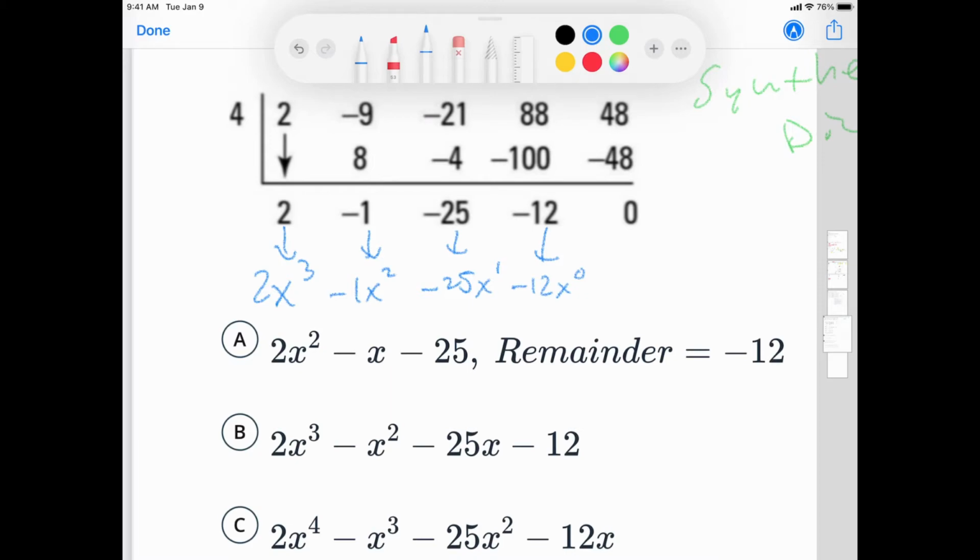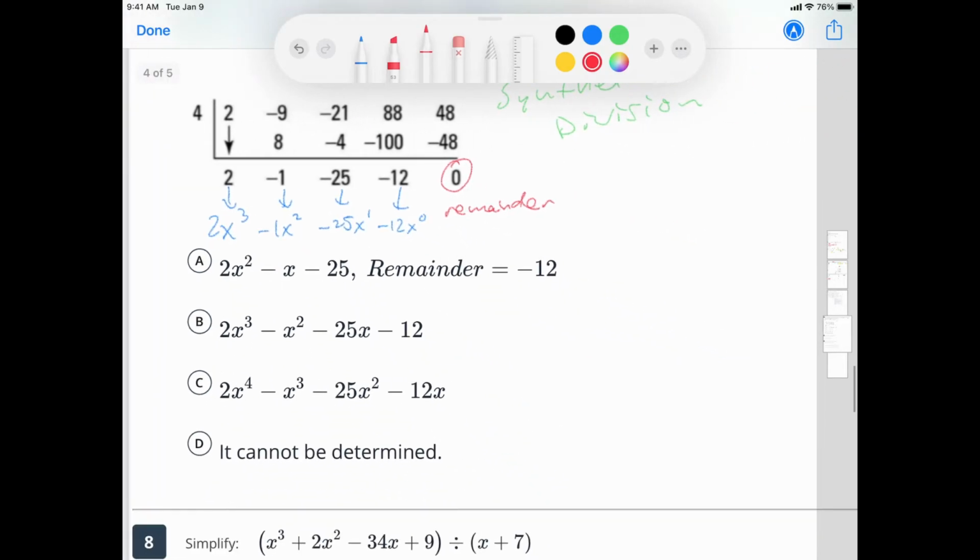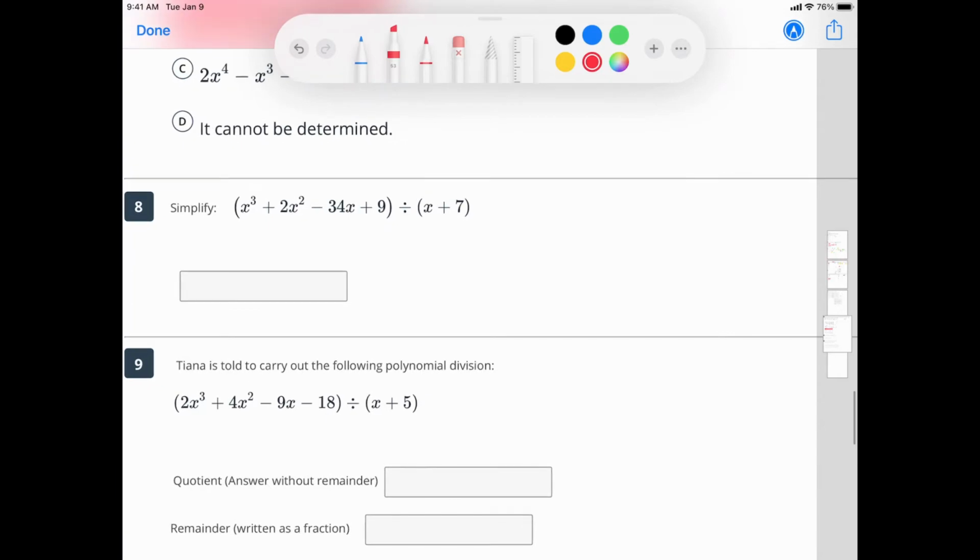And of course we know that the last one is the remainder. Okay, so which one of these has that? We don't have a remainder, so this would be choice B. Alright, number 8.